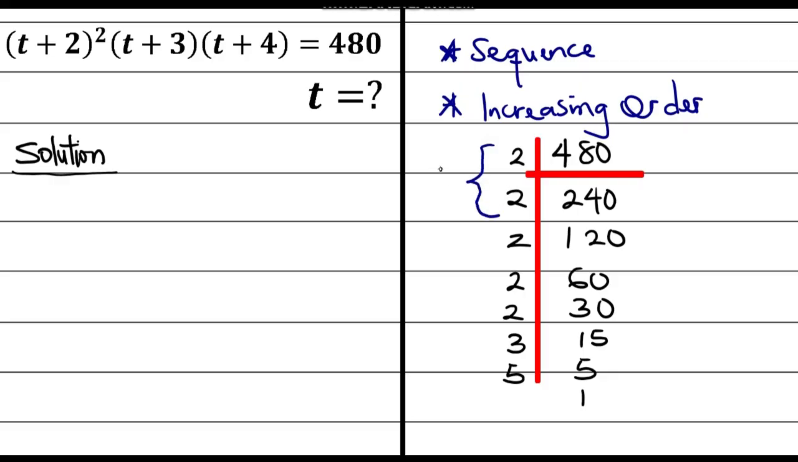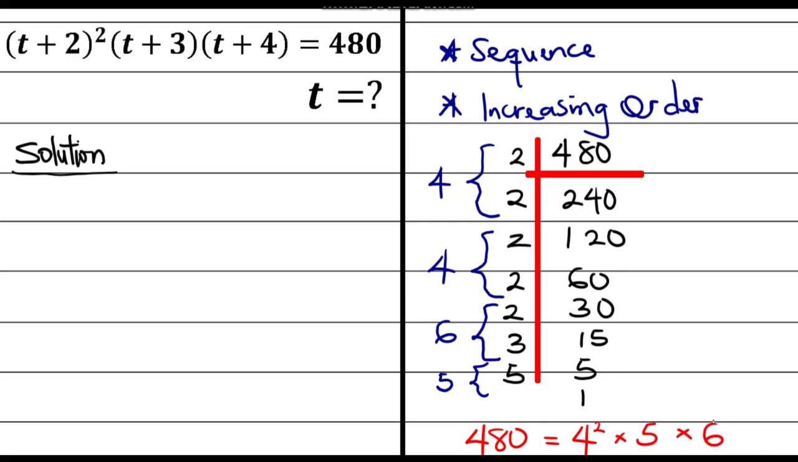2 times 2, that is 4. Also from here 2 times 2, that is another 4. I can see 2 multiplied by 3, that is going to be 6. While I have the last one, which is just 5. Therefore 480 is just a product of 4 squared multiplied by 5 and multiplied by 6.